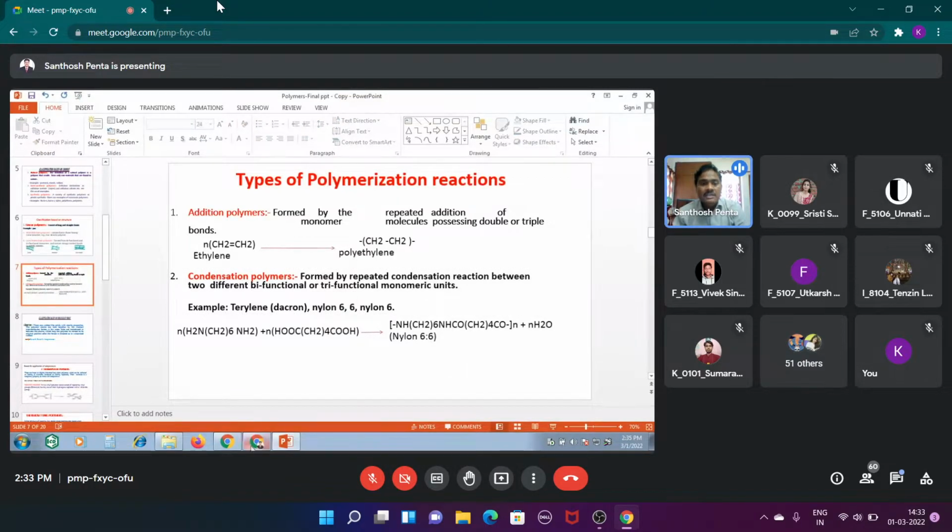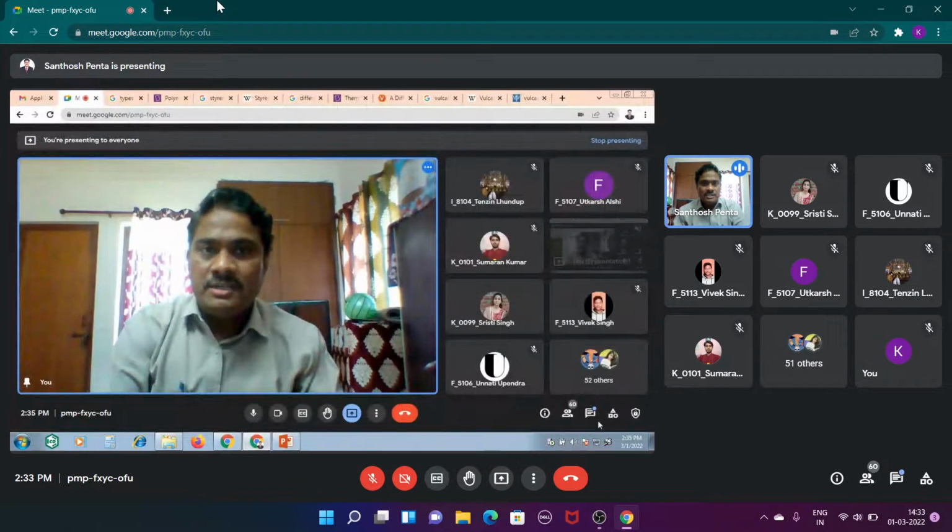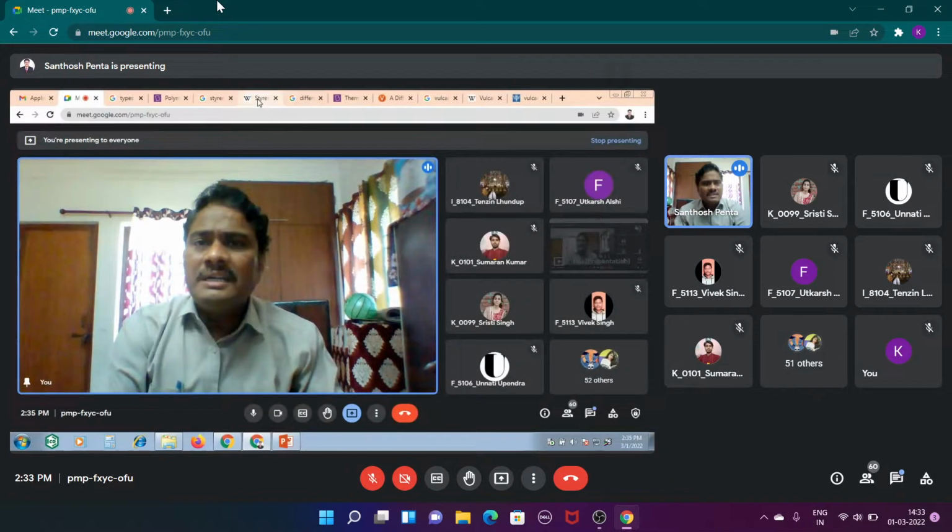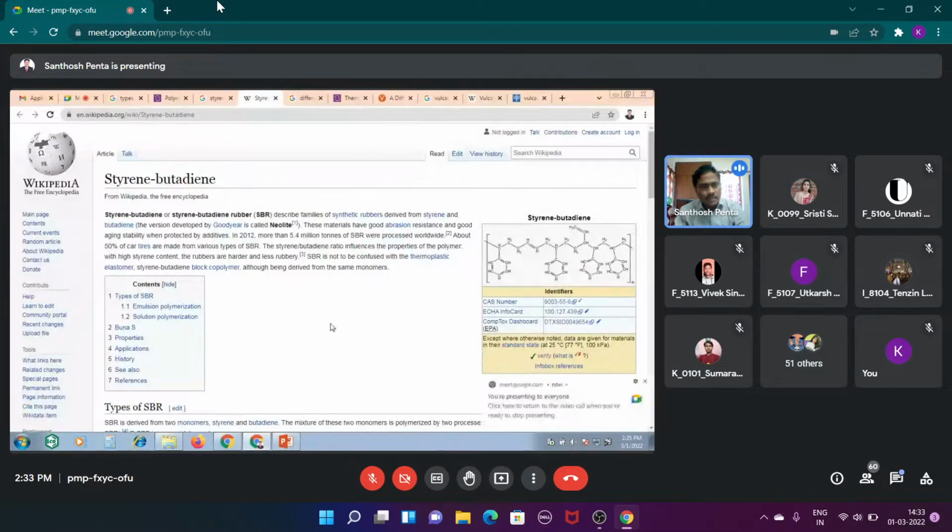Okay, now next one is copolymerization. What is copolymerization? Actually, some textbooks write about copolymerization. In the copolymerization, what happened? Styrene butadiene rubber is one of the best examples for copolymerization. In the PPT it was not written, but here I am showing that example. In the copolymerization, what happened? The reaction of styrene with butadiene.